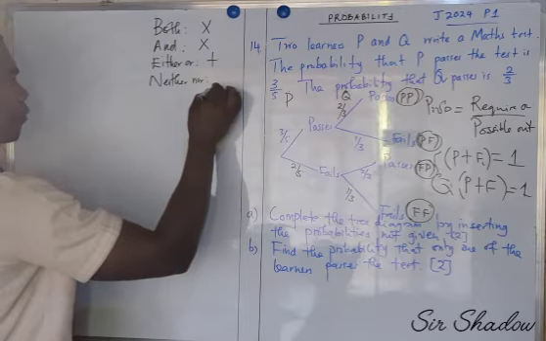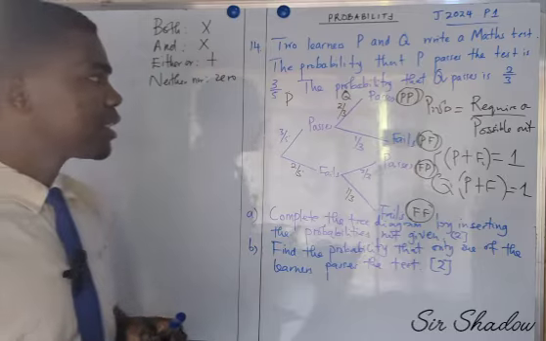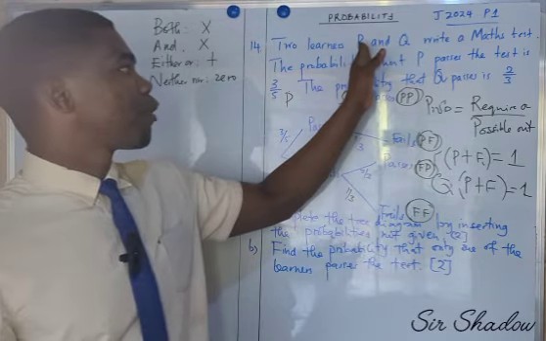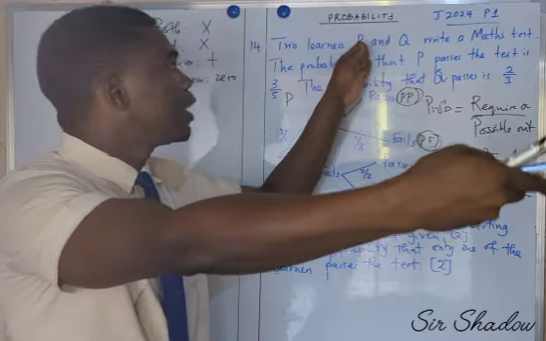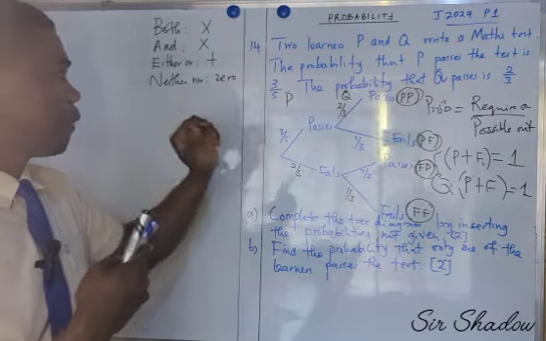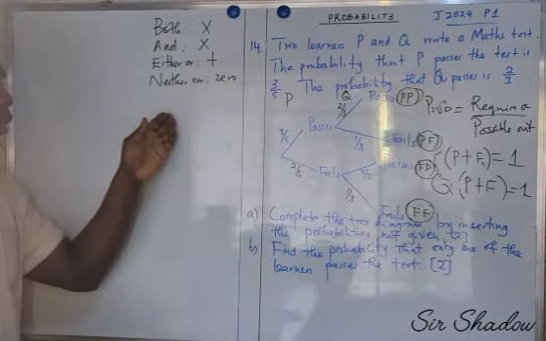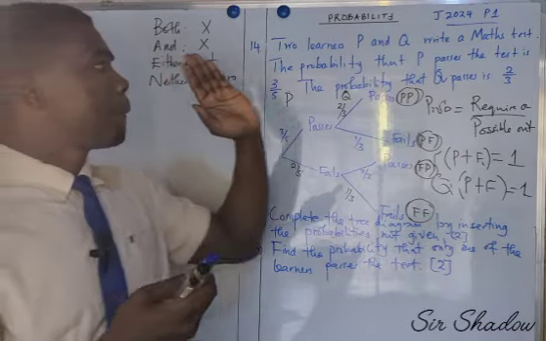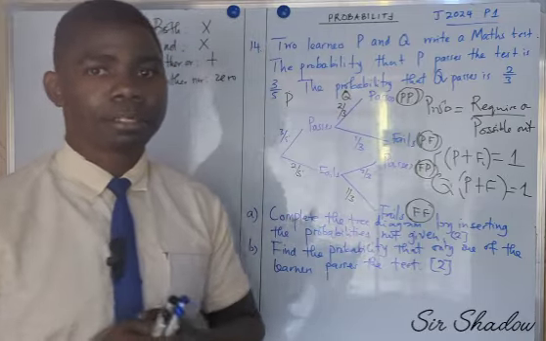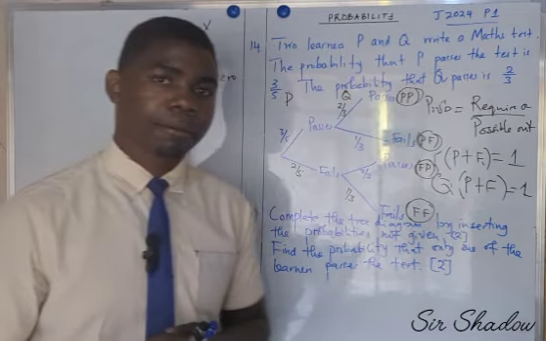Neither nor, probability is 0 unless it is given like this. For this we are given the probability of P passing and also the probability of failing. So for neither nor, under P failing we are given it, and for Q failing we are also given it. For neither nor, let's assume neither P nor Q passes the test. We just add their probabilities of failing, because we are given them.